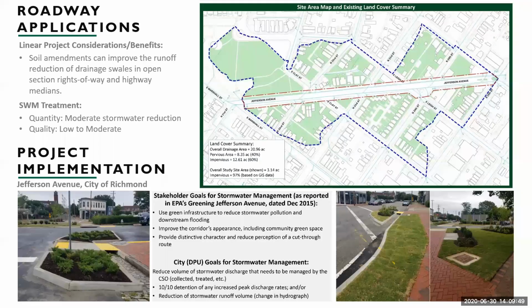Next slide. They provide a stormwater function for both water quality and quantity. These can be used in conjunction with filter strips and grass channels to help improve runoff reduction capabilities. They provide a moderate stormwater reduction for the quantity of water that flows across them, and they will also provide some low to moderate quality reductions as well.